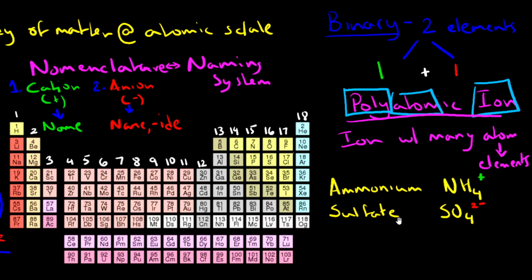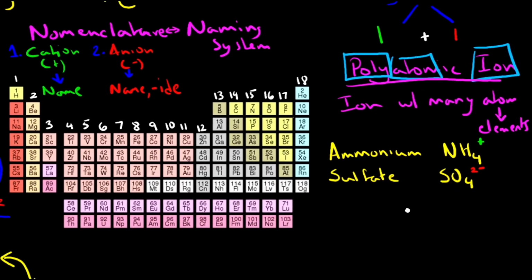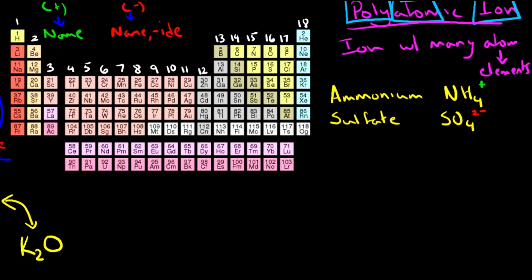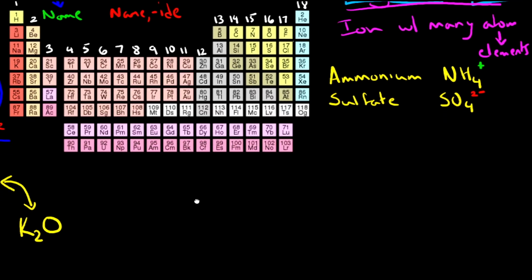Now, there are a lot of polyatomic ions out there. So what I will do is I will put a link to a list of common polyatomic ions in the description below. So let's look at some practice problems with our polyatomic ions that we have gone over. In our first one, we will go from the name to the formula.